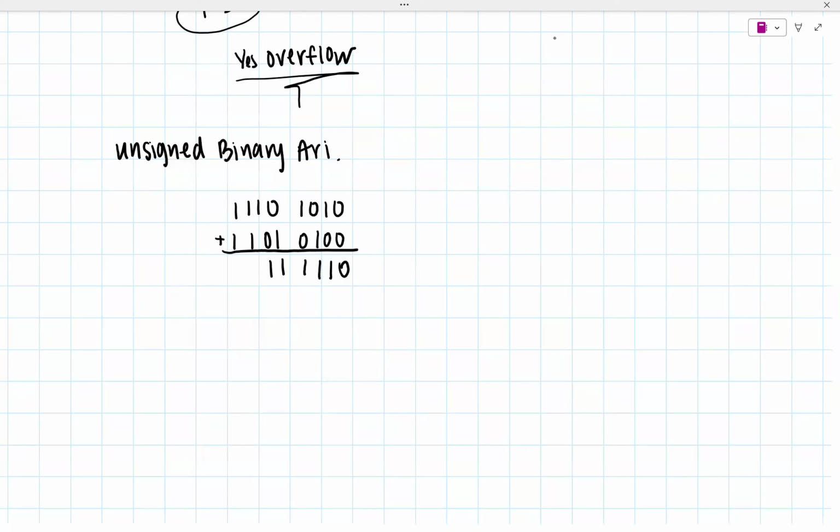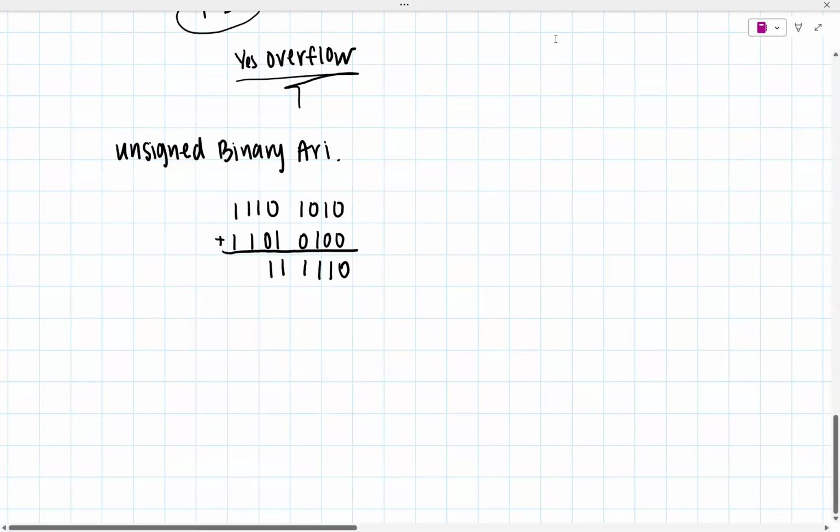Okay, so here is our first problem. We have 1 and 1 equals 2, right? But we can't have the number 2 in our binary. It doesn't work like that. It's only ones and zeros. So what we'll do is we'll mark it as a 0.